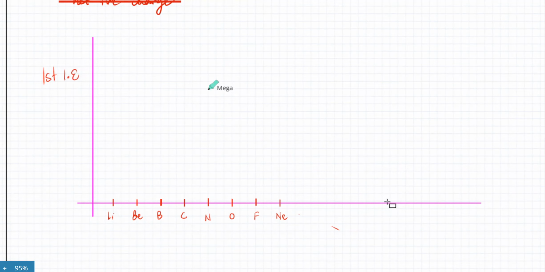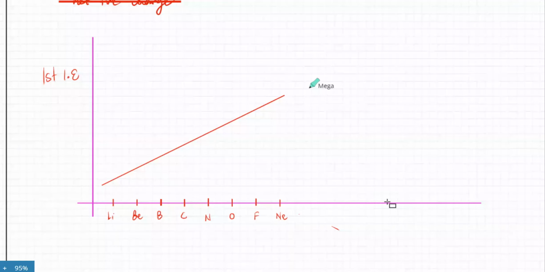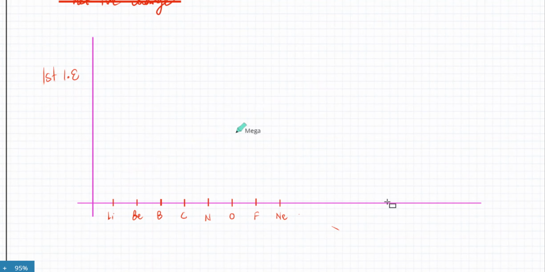So the general trend should go upwards, right? That they should increase. And they do increase, but they don't increase in this manner. What they do is they increase in this manner.